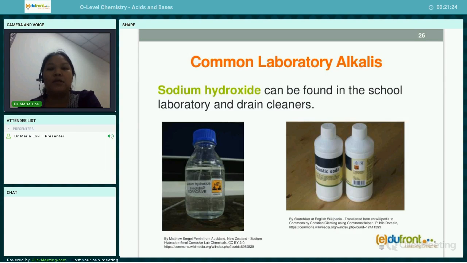Okay, some of the common laboratory alkalis that you see around the school laboratory will be sodium hydroxide, which we mentioned earlier on in the preparation of some of the soap and food products. But this laboratory alkali cannot be used to produce your food products because it's not food grade. So it's actually dangerous. Okay, so this sodium hydroxide can also be used to make your drain cleaners, to remove the clogs that you have in the drain system or your pipe system.